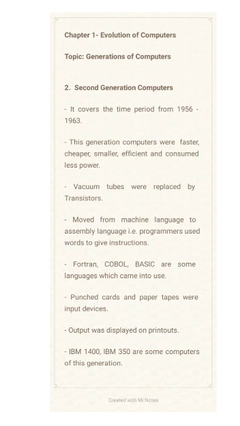In the second generation computers, punched cards and paper tapes were used as input devices and output came on printouts. So that's all for today's class. We will continue this topic with other 3 generations in the next class.